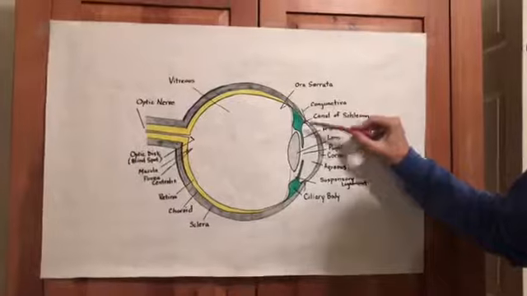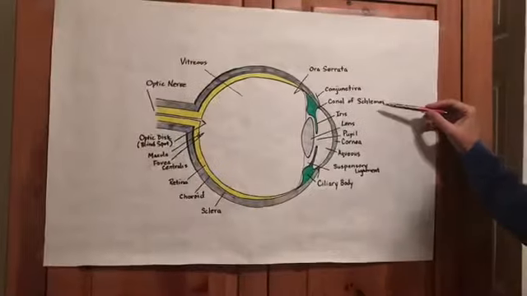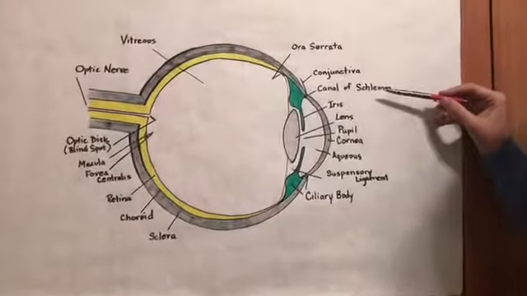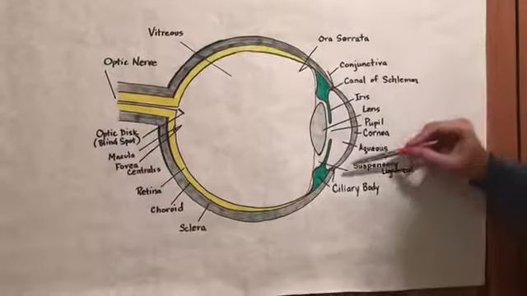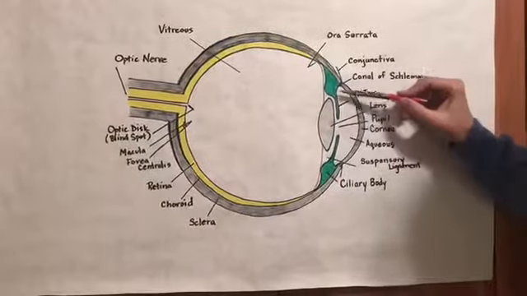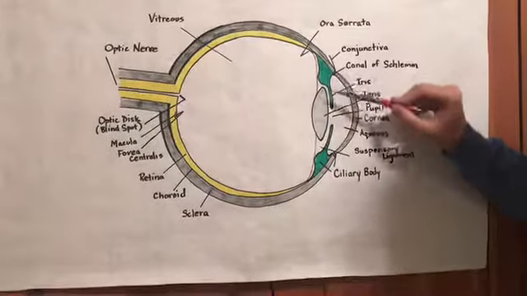Okay, then we move on to the canal of Schlemm. These are the two circular canals of the eye that drain aqueous humor from the anterior chamber of the eye into the ciliary body right here.